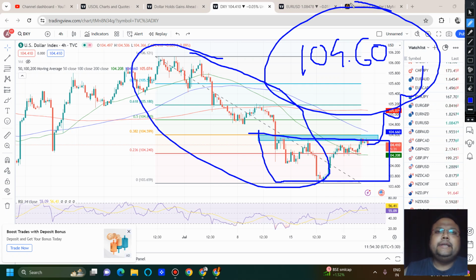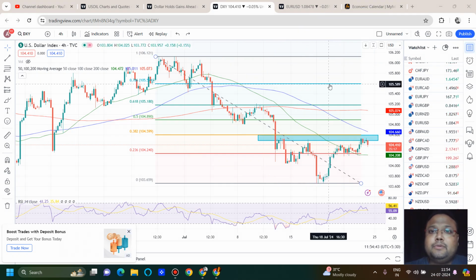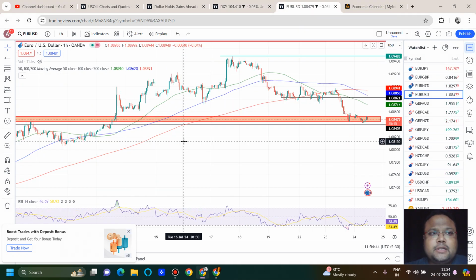If the data helps DXY to climb above 104.60, then in the coming days we may see the dollar index getting bullish again. If that happens, we will see pressure on the charts of Euro USD and GBP USD. This is the chart of Euro USD in front of us, and as we can clearly see, Euro USD is also standing at a critical level.